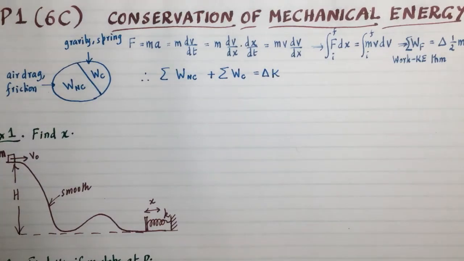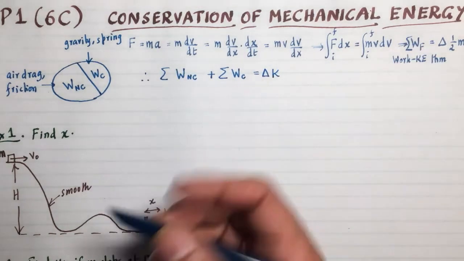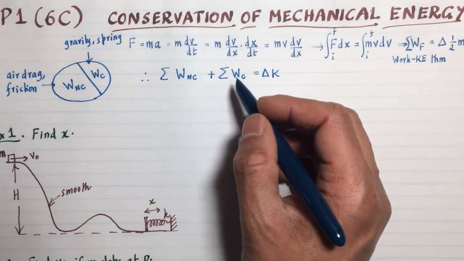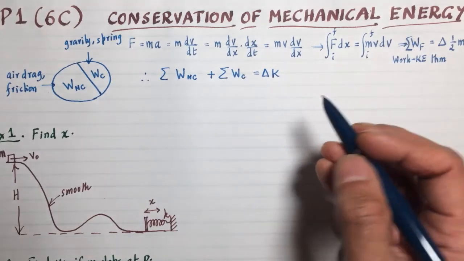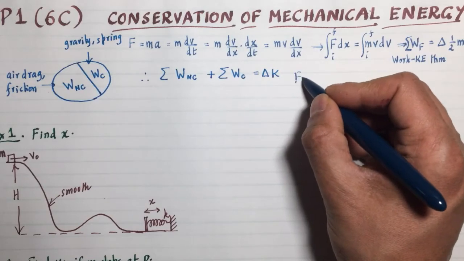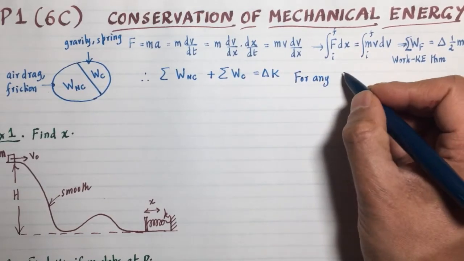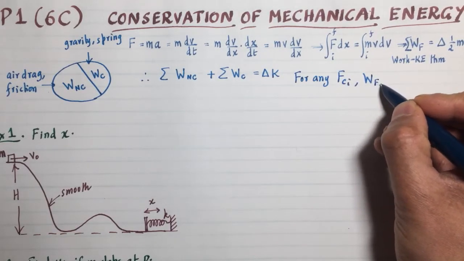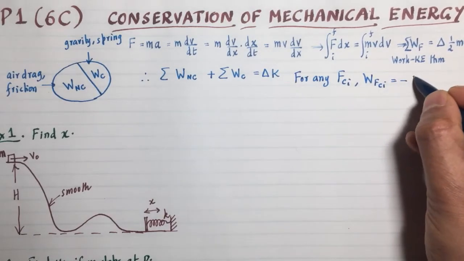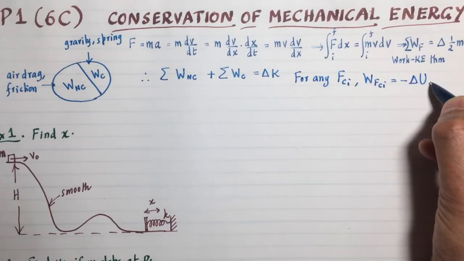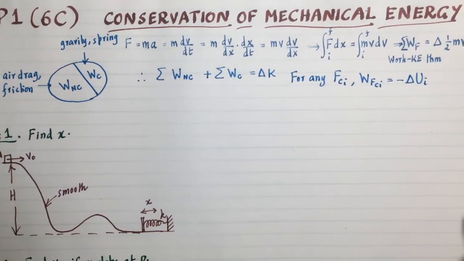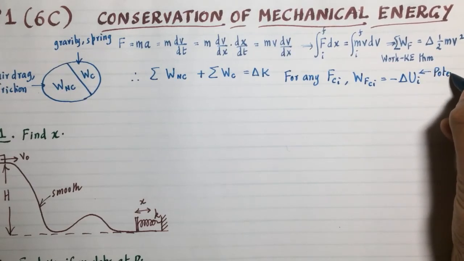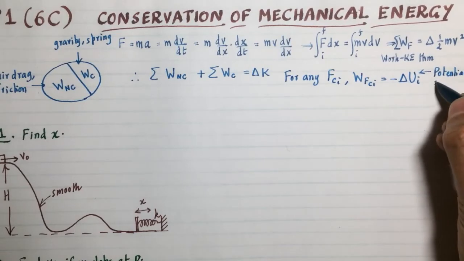Now, what is the big deal about doing that? It seems like I've just made my left-hand side more elaborate. The beauty is, for every conservative force, you can express the work done by a conservative force as a change in potential energy. So for any conservative force, let's call it Fci, the work done by the conservative force Fci is given as negative the change in the potential energy U corresponding to the force Fi. I'll call that Ui. This Ui is called a potential energy.